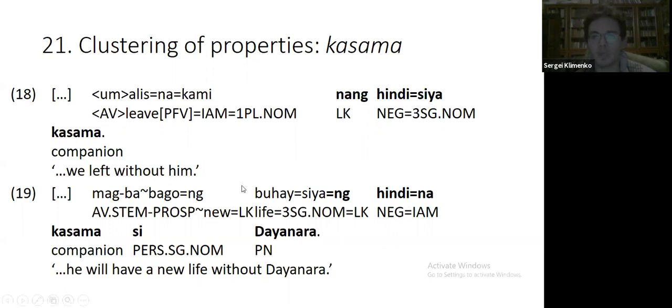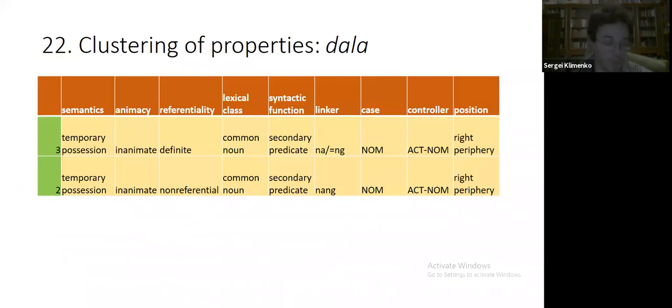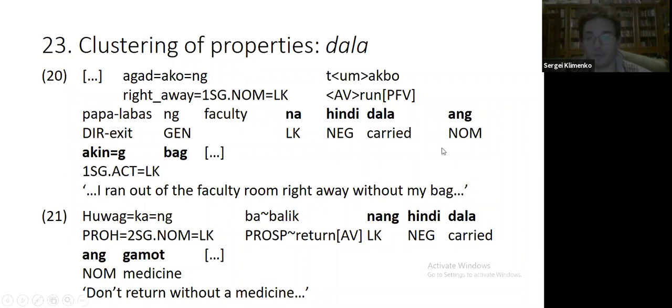And as you can see, the only difference between the 2 most frequent clusters is that in the first one, there is a personal pronoun, and in the second one, a personal noun is used. And finally, this table shows clusters of properties for constructions with Dala. I remind you that there are only 13 instances of Caritive constructions with Dala in the corpus. And in these 13 examples, I found only 2 clusters. And here are the examples for them.